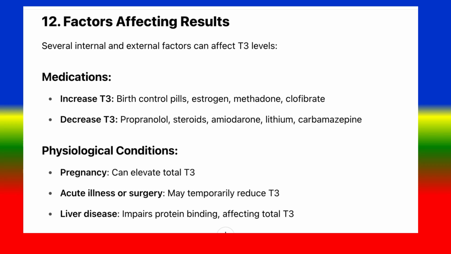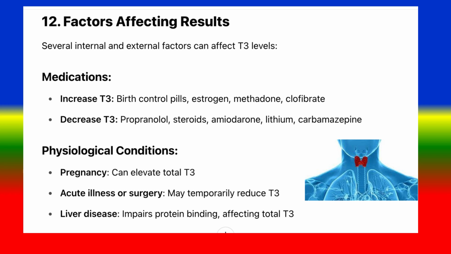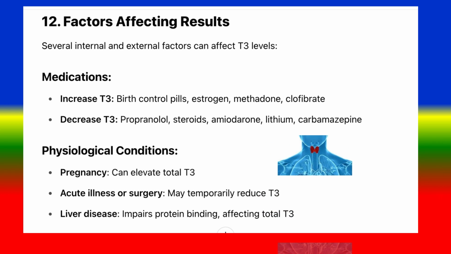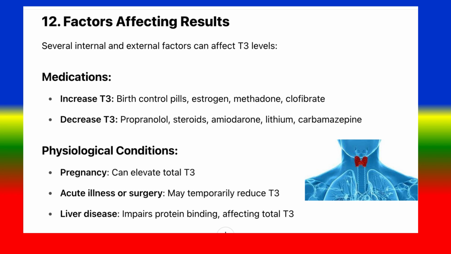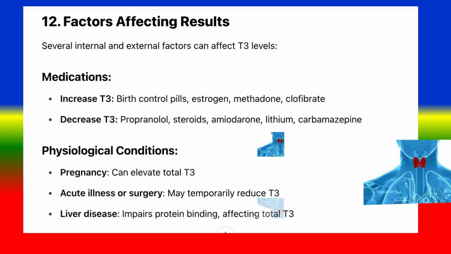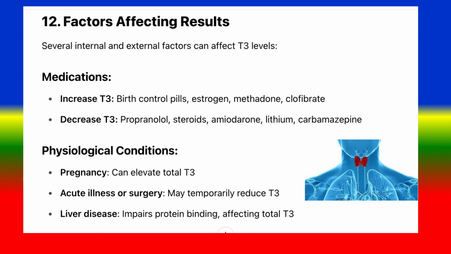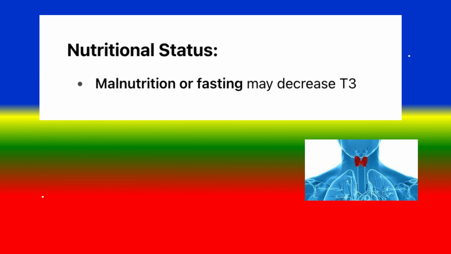12. Factors affecting results. Several internal and external factors can affect T3 levels. Medications: increased T3, birth control pills, estrogen, methadone, clofibrate. Decreased T3: propranolol, steroids, amiodarone, lithium, carbamazepine. Physiological conditions: pregnancy can elevate total T3, acute illness or surgery may temporarily reduce T3, liver disease impairs protein binding, affecting total T3. Nutritional status: malnutrition or fasting may decrease T3.